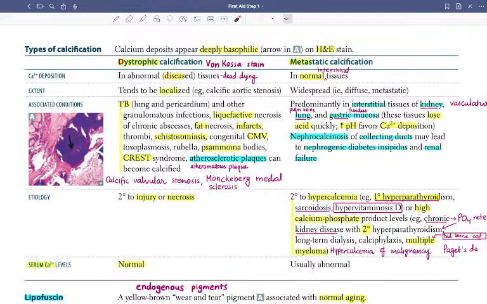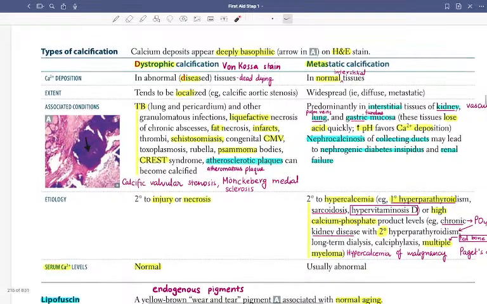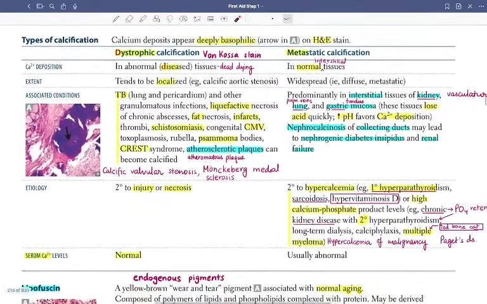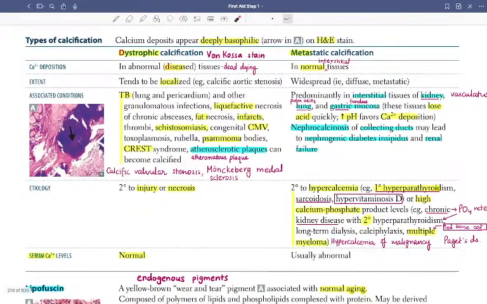So calcification: calcium appears deeply basophilic. Von Kossa stain is for dystrophic calcification. Von Kossa stain. K for calcium, K for Kossa. Kossa calcium. Okay, sounds very similar. So calcium deposition, where it is, and metastatic calcification. So let's do the difference. Dystrophic calcification is in dead and dying tissues, abnormal tissues.